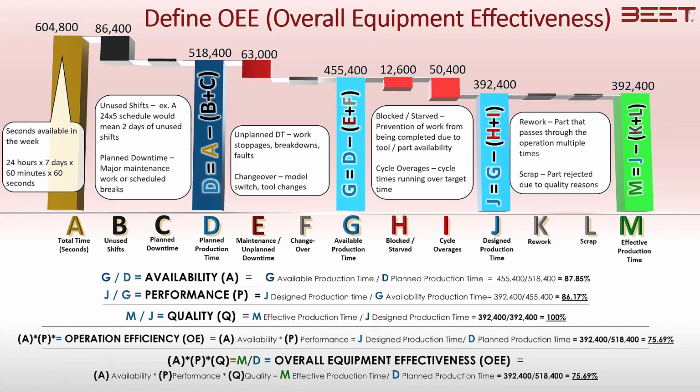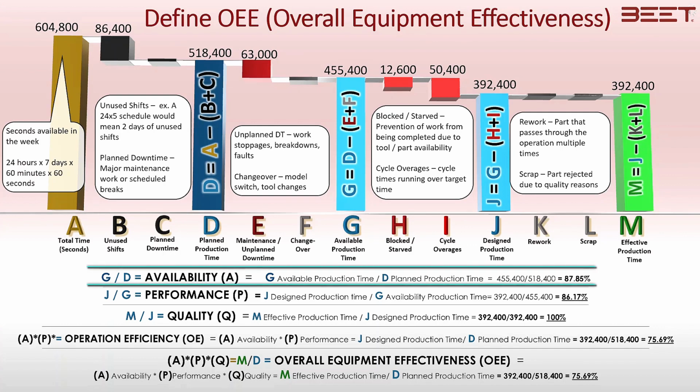During actual production, you will have breakdowns, work stoppages, or faults as summed up in E. If the system runs in batch mode with different models, you might need to have model changeover time, as summed up in F. By taking E and F out of D, we get G, which represents available production time. The ratio between available production time and planned production time is availability, the first of three components of OEE.